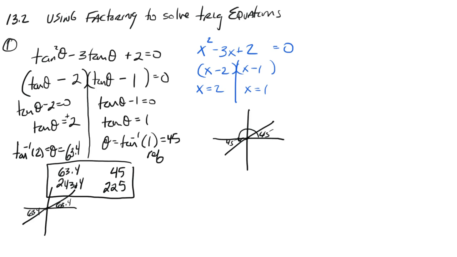Let's try it again. All right, so let's try another one. Question 2. 2 sine squared theta plus sine theta minus 1 equals 0. Now this was an exact value problem from 0 to 360. And so we're going to do this by factoring. So see what you get.